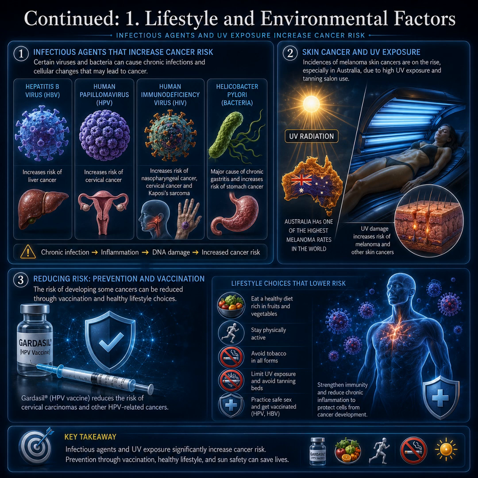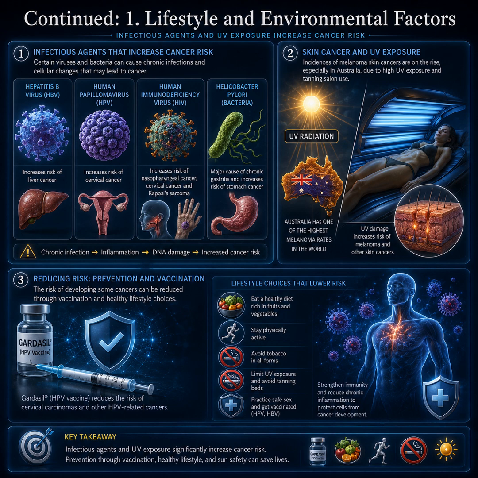The encouraging news is that many of these risks are preventable. Vaccination against HPV dramatically reduces the risk of cervical cancer and several other HPV-associated cancers. Vaccination against hepatitis B helps prevent chronic liver infection and significantly lowers the risk of liver cancer. Maintaining a healthy diet rich in fruits and vegetables provides antioxidants and protective nutrients that support normal cellular function. Regular physical activity reduces chronic inflammation and improves immune function.